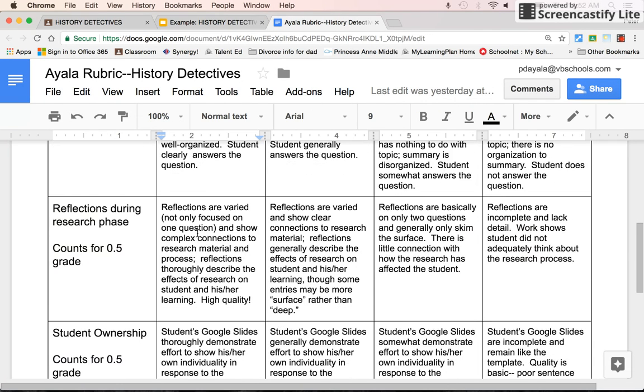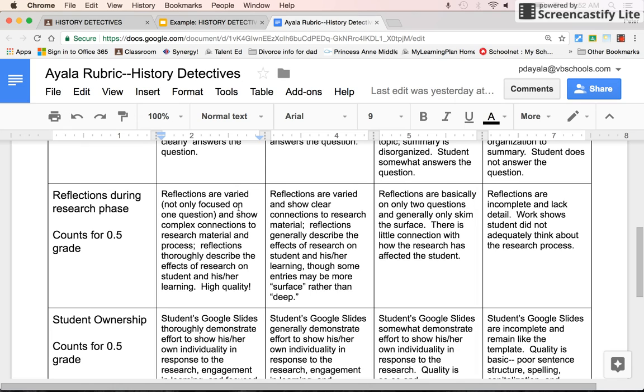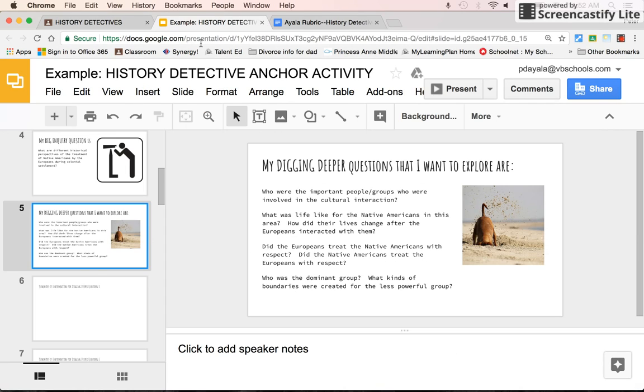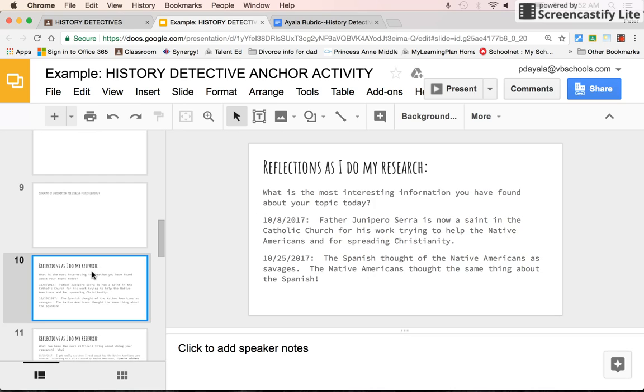Okay. And then reflections during research phase and student ownership will go together. So the reflections, going back to that, are down here. Reflections as I do my research. What is the most interesting information you have found about your topic today? Notice how they have dates and the things that they found, right? So this person is clearly talking about the Spanish, right? And they talk about how Father Junipero Serra is now a saint in the Catholic Church for his work trying to help the Native Americans and for spreading Christianity. Then on the 25th, we find out that the Spanish thought of the Native Americans as savages. The Native Americans thought the same about the Spanish. So those are some interesting things.